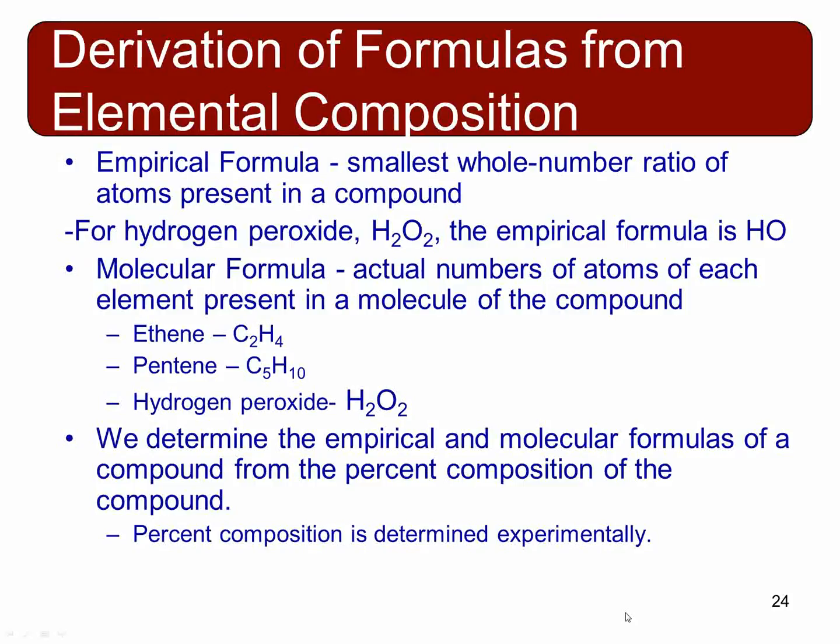Okay, a molecular formula is actually the true number of atoms of each element present in a molecule. So if we look here, for instance, ethene, C2H4, that's actually how many carbons and hydrogens the compound ethene has. And pentene, the same, and then hydrogen peroxide, I use that again here because this would be its true molecular formula. Okay, so let's go through and think about what the empirical formula for these three would be.